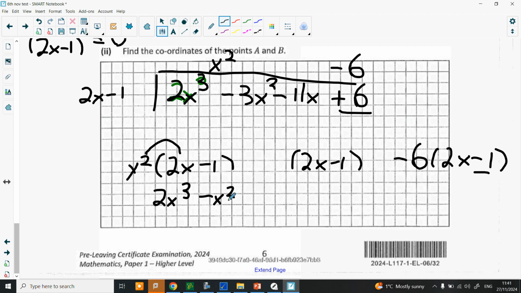Now, I don't want minus x squared. I actually want minus 3x squared, which means there has to be another minus 2x squared lurking below. So what goes here to make that happen? And then I'm done. Long division achieved.